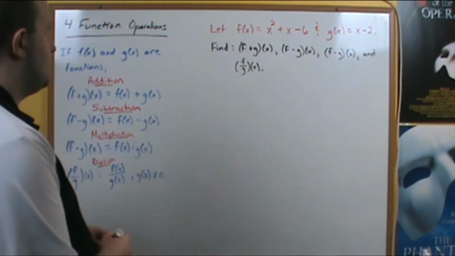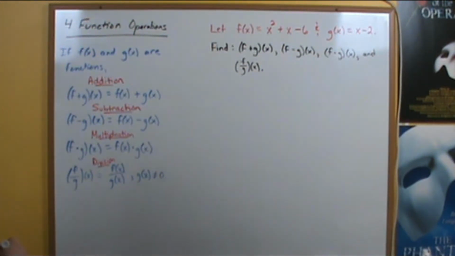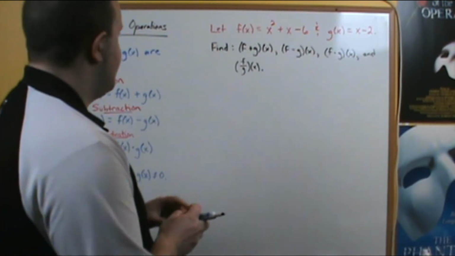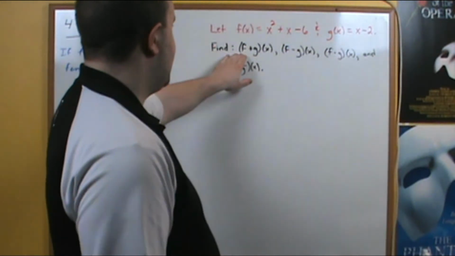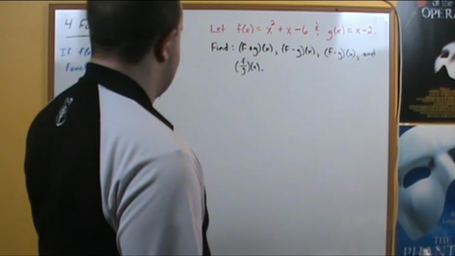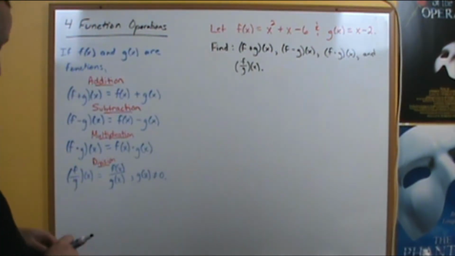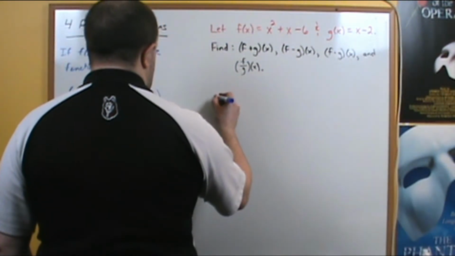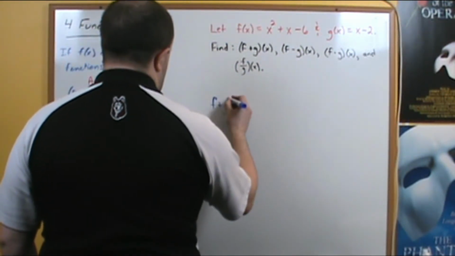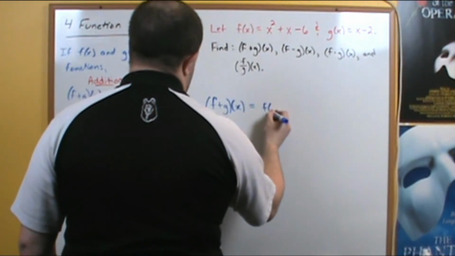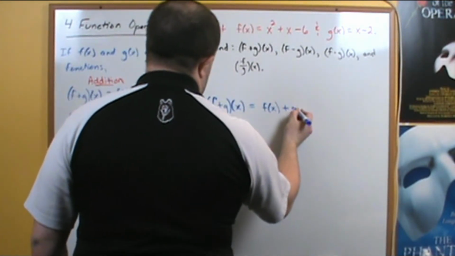Alright, so let's assume f of x is x squared plus x minus 6, and the function g of x is x minus 2. And the problem says let's find f plus g of x, f minus g of x, f times g of x, and f divided by g of x. Alright, so first off, let's find f plus g of x. Remember, that's a sum of f of x and g of x.